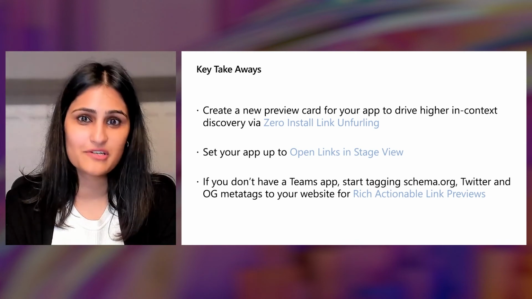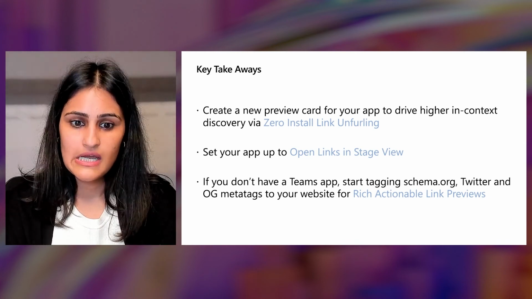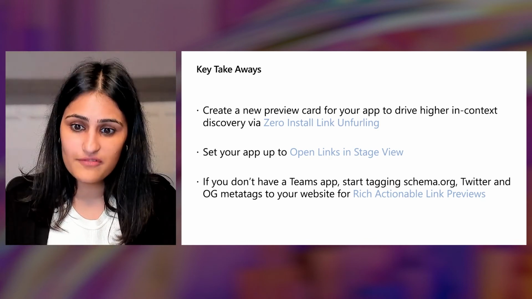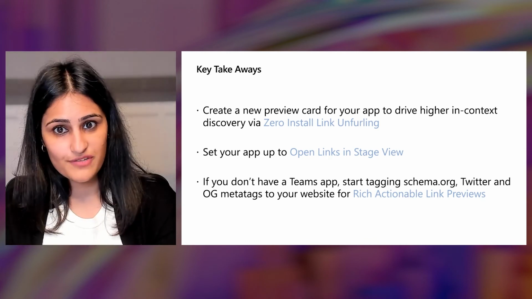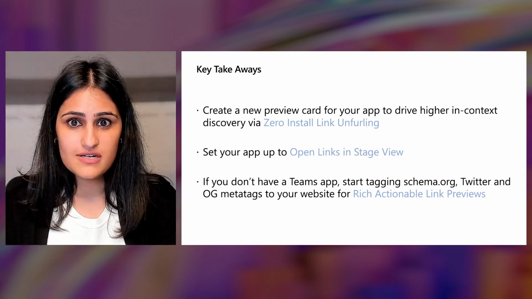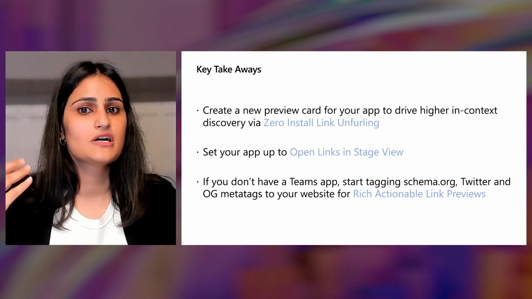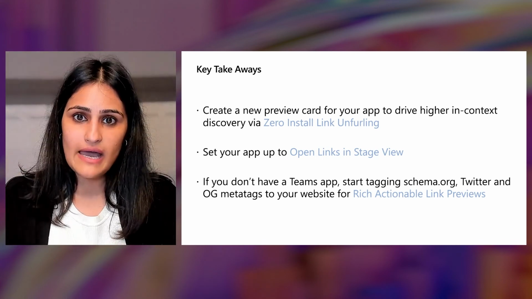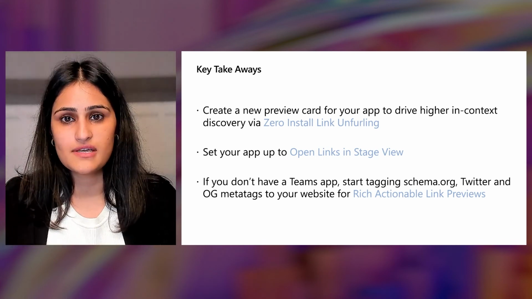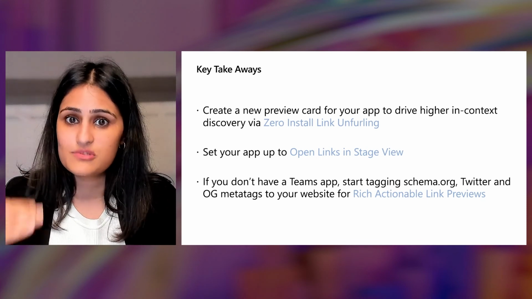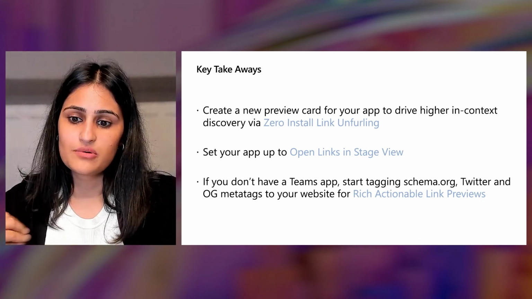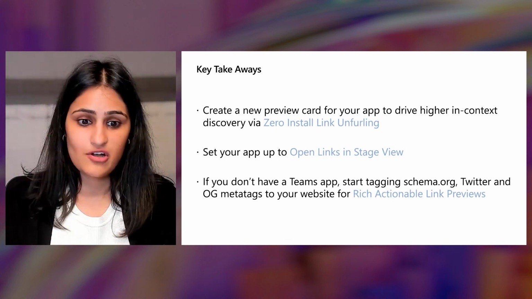Key takeaways, we talked about a bunch of interesting concepts today. Key takeaways are create a new preview card for your app. The skeleton preview we talked about could have structured content or fill it with as much imagery, content, and structure as you can to help the users understand, even before they've discovered or installed your app, what it's all about and what's the value that they can get from it. So it's great to drive higher in-context discovery.